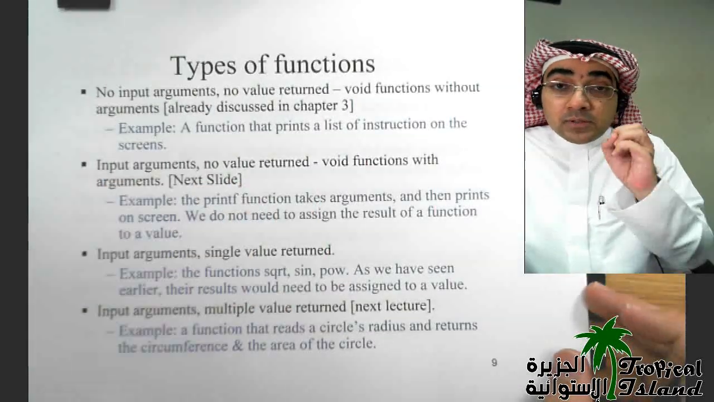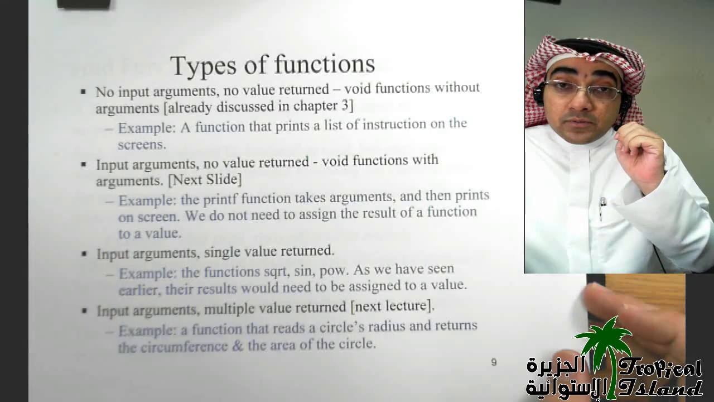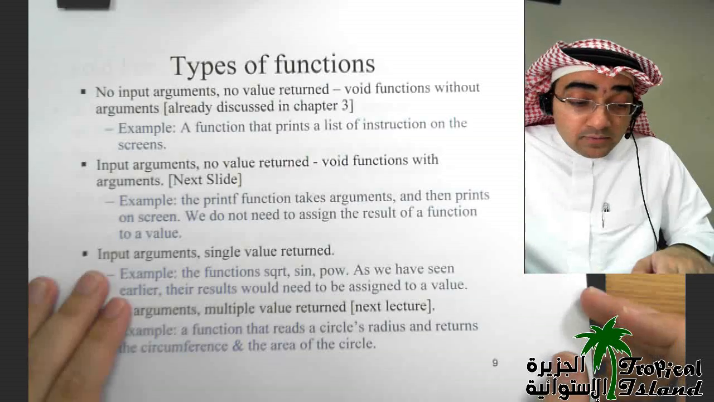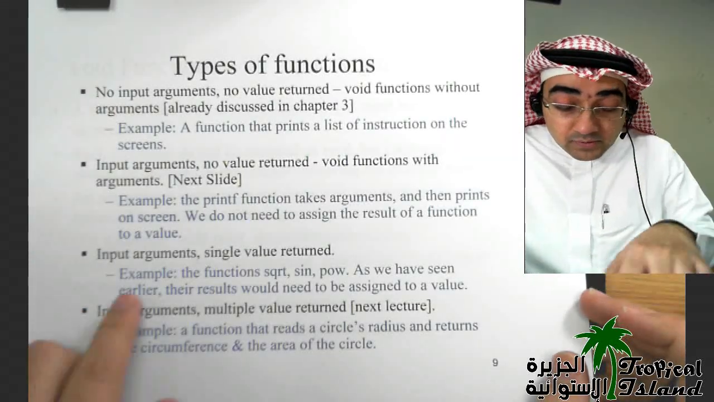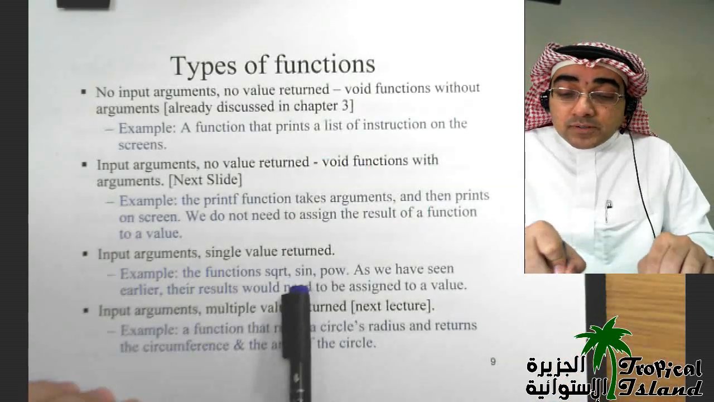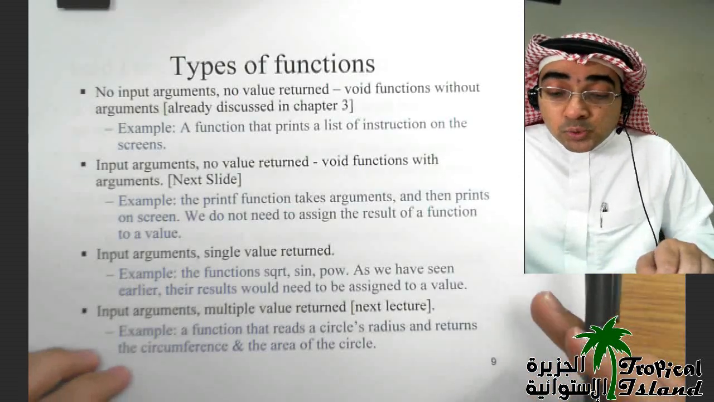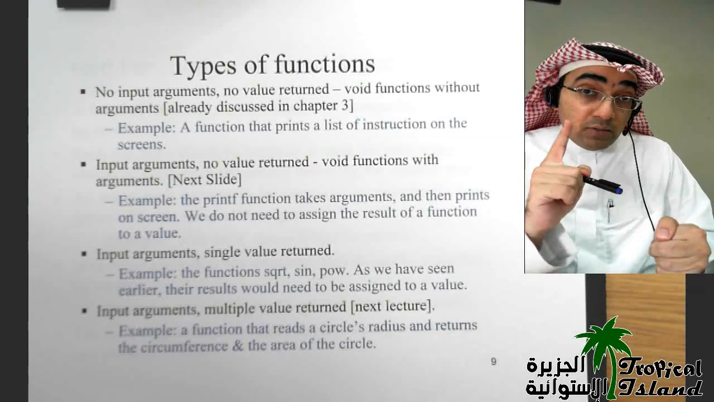So we give it variables, we give it text, we give it things to print on the screen for printf, and then it returns nothing. There are functions that have input arguments and a single value returned. Examples are the square root function, the sine function, the power function, or basically any function in math.h. You give it multiple inputs and you expect it to give you one output.